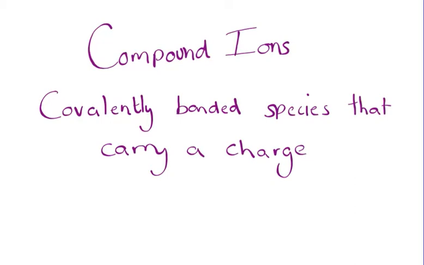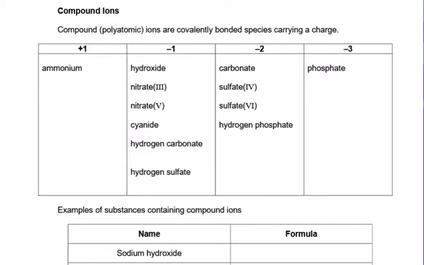So they won't be just atoms that have lost electrons, they're actually whole molecules that carry a particular charge. Now, if you want to see how any of these have formed, I would probably go to the video on dative or coordinate bonding. In there, there are some examples of how these are formed. So let's start having a look at these compound ions then.